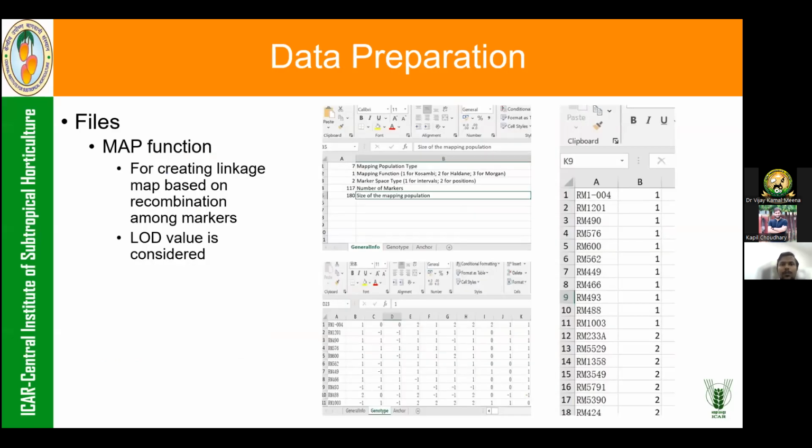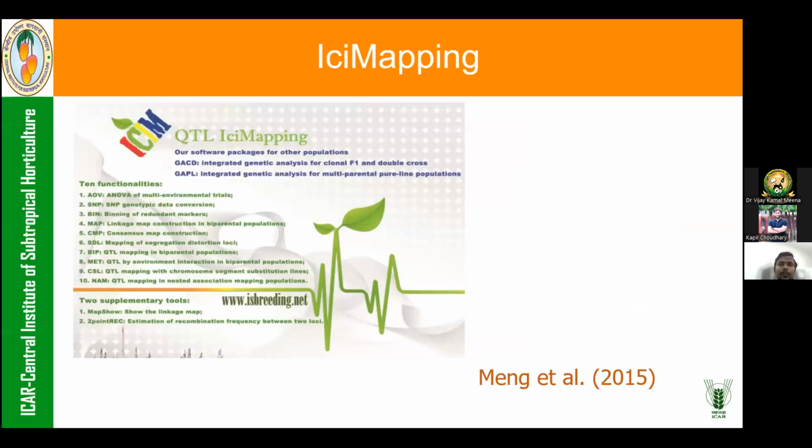So this is the method for data preparation, for when you are going for QTL mapping and you don't have a linkage map, meaning you don't even have chromosome anchoring. In that case also you can use this ICI mapping.